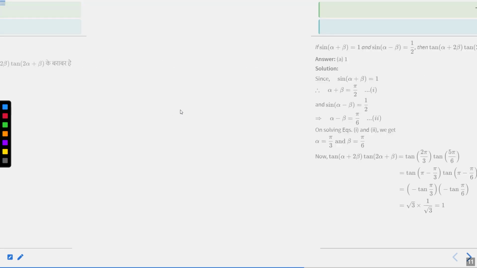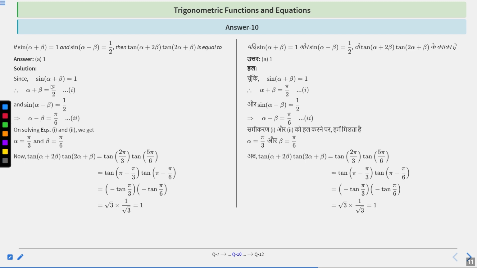Okay, let's move to the solution part. As sin (alpha plus beta) is equal to 1, therefore alpha plus beta will be equal to pi by 2, right? Because sin pi by 2 is equal to 1. And if sin (alpha minus beta) is equal to 1 by 2, therefore alpha minus beta is equal to pi by 6. Equation 2. Now on solving equation 1 and equation 2, we will get alpha is equal to pi by 3 and beta is equal to pi by 6.